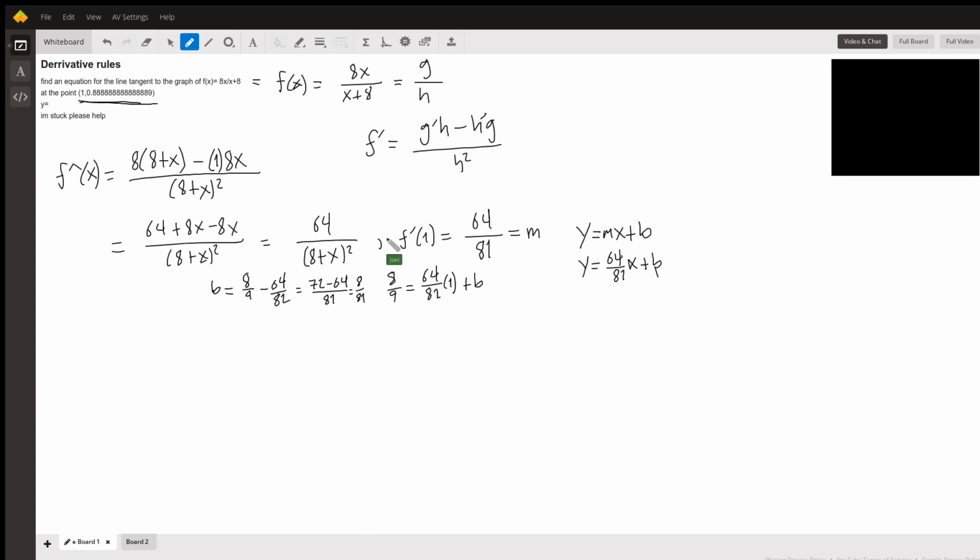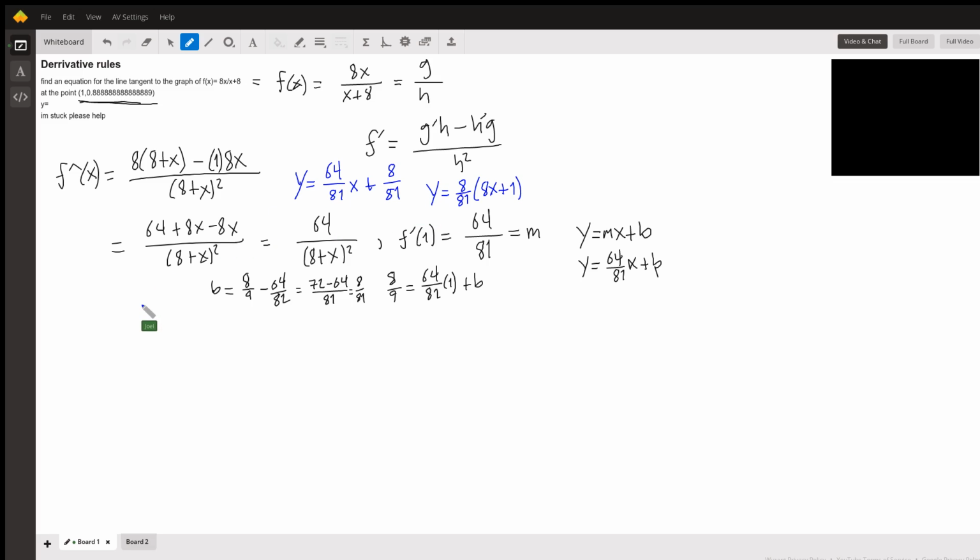And so now in blue, just so it stands out, I'll write down the equation of our line. So that is 64 over 81 times x plus 8 over 81. And if you like, you can simplify that just a little bit because both terms have an 8 over 81 in them. So if you want, you could write this as 8 over 81 times 8x plus 1, like so. Either way, though, it's the correct equation of the line.